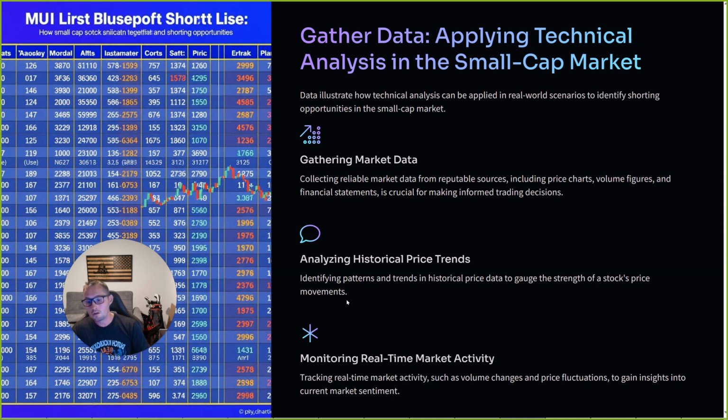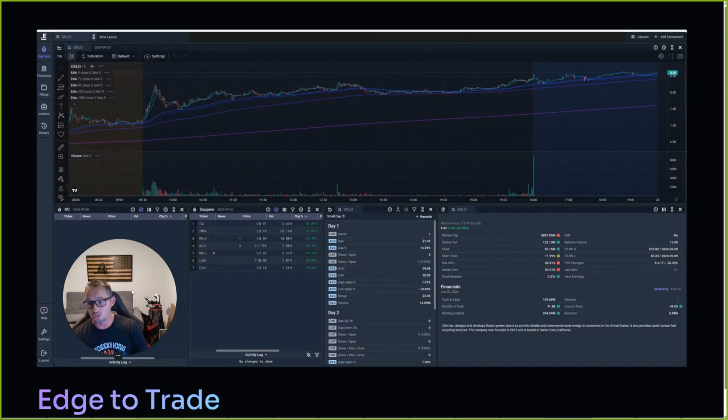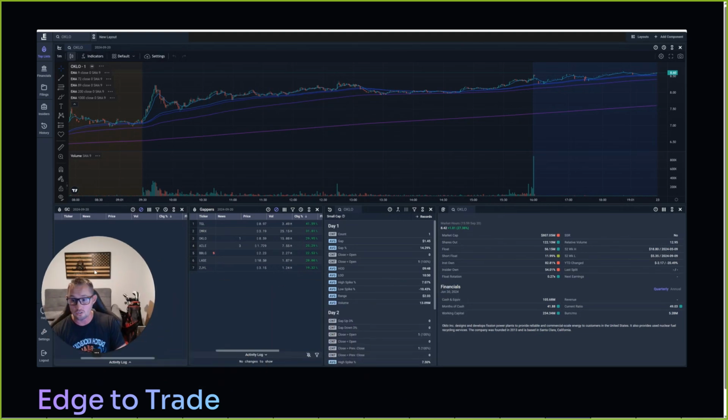Then monitoring real-time market activity. Tracking real-time market activity such as volume changes and price fluctuations to gain insight into current market sentiment, which is what I went back to with how I got my face ripped off during COVID, because I wasn't doing any of this stuff. What I prefer to use is Edge to Trade, and this stuff is absolute gold.